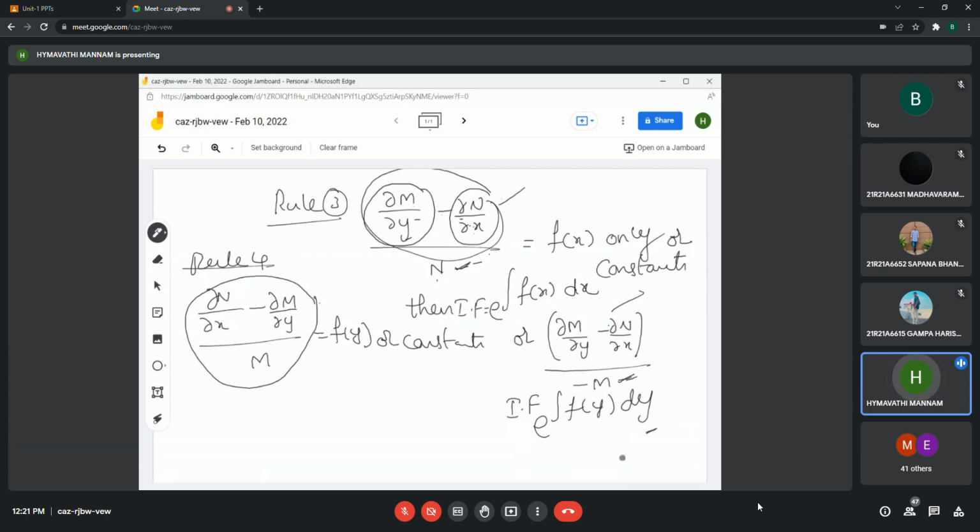Now multiply this integrating factor to the given differential equation, and after that find the solution for the exact differential equation obtained after multiplying by the integrating factor. So these are the different rules for finding an integrating factor and finally a solution for non-exact differential equations. And now we'll see the applications.